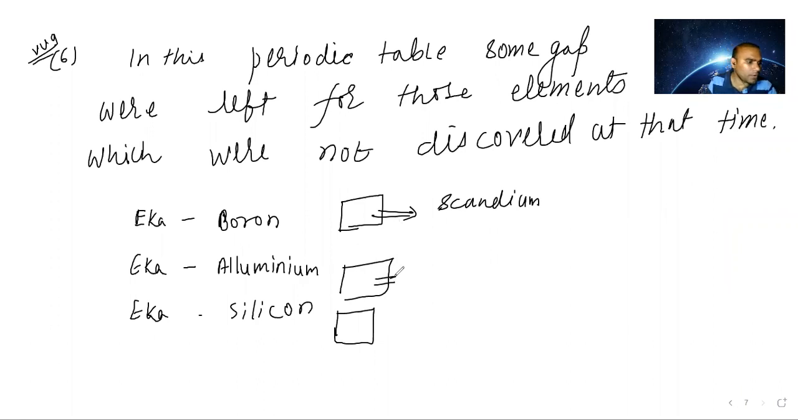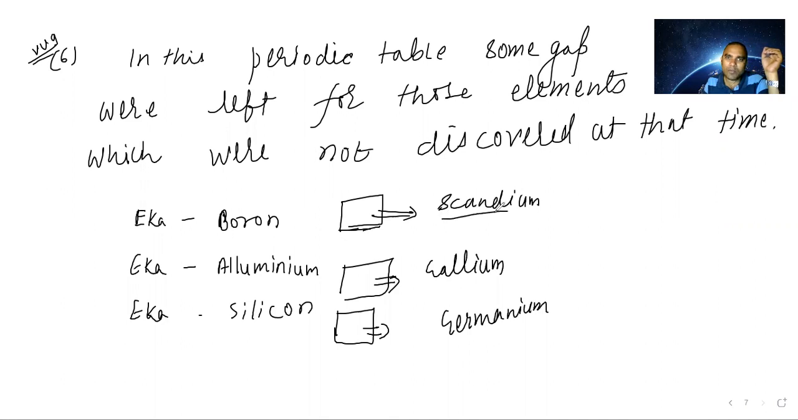What became aluminium? If we talk about the Eka aluminium, it became gallium. Now, Eka silicon is germanium. So these were the gaps he left. In some places, three examples have been given. That gap name he gave: Eka boron, Eka aluminium, Eka silicon. The Eka boron gap is occupied by scandium, Eka aluminium by gallium, and Eka silicon by germanium.